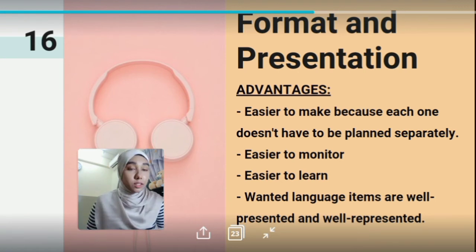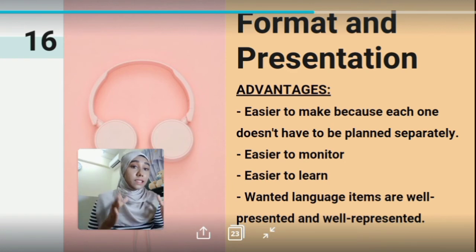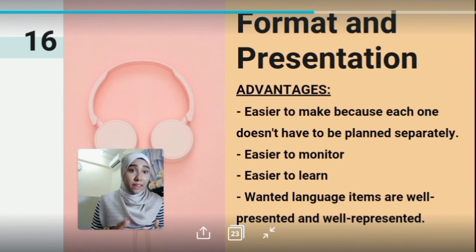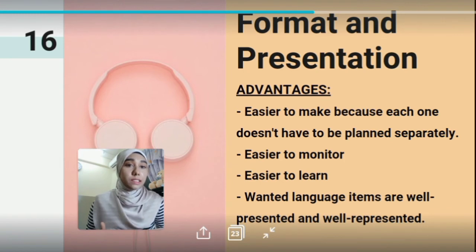Moving on, it is easier to monitor for teachers. When there is a standardized format, the teachers would feel really familiar, thus it is easier for them to monitor. Next, for students, it is easier to learn. I can relate this with my really bad experience when it comes to English textbooks during high school. I personally could never understand the content in the English textbooks and also the information that it was trying to present. I personally think that English textbooks during my high school were just so messy and so complicated for my young self to understand.